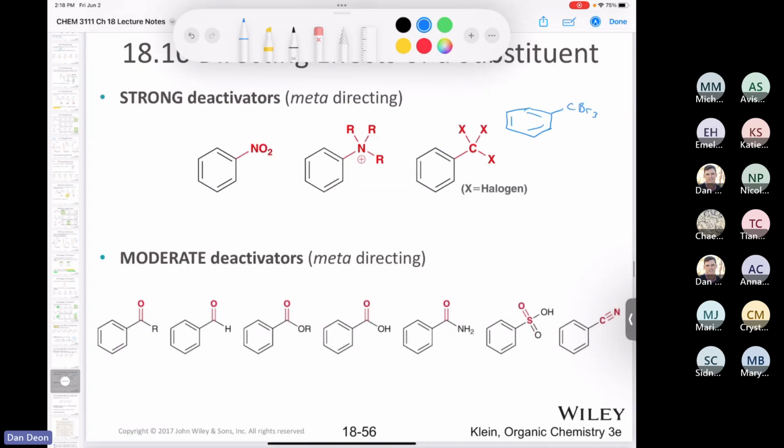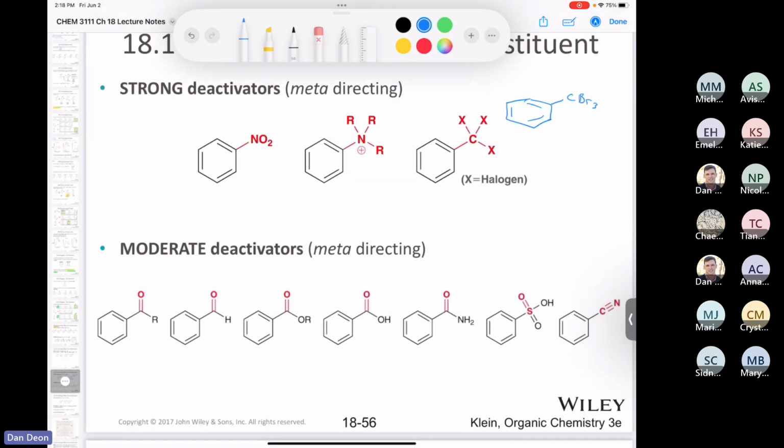Moderate deactivators, you can see they have something in common for the most part. Anything that's got a carbonyl directly attached to the ring. If you've got a carbonyl attached directly to the ring, you have got some kind of moderate deactivator. If you have a sulfonic acid, that's also a moderate deactivator, and a nitrile. So a nitrile would also be a moderate deactivator.